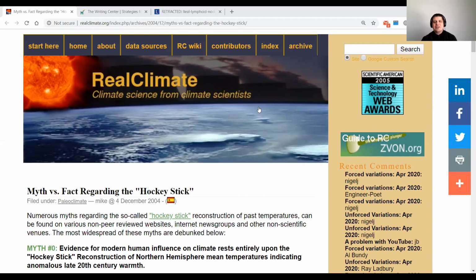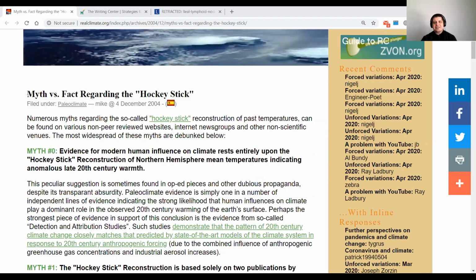And we're going to see this a lot in this blog post, this idea of reliable data, tested data versus speculation, or what he calls myth versus fact.